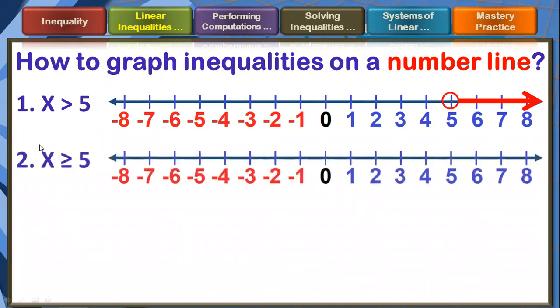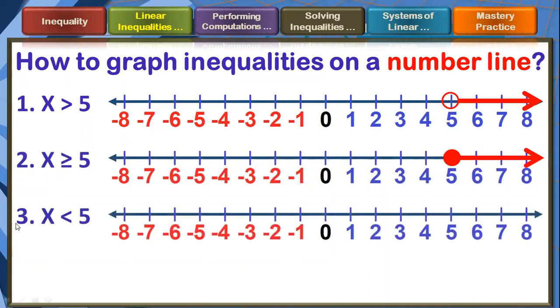For example number 2, we have X is greater than or equal to 5. To graph that one, we have a very similar diagram as in 1, but this time we shade the circle. So it doesn't have a hole. That means to say 5 is included.